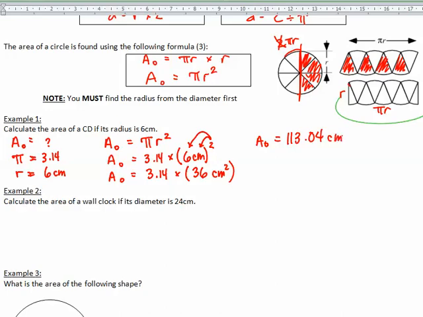113.04 centimeters squared. Ideally, I'd like to round to 2 decimal places. If I have a lot more than 2 decimal places, it just ends up with a really long, drawn out answer. So I'm not going to put all of the decimal places. If I had more, I'll just round to 2 decimal places in total.